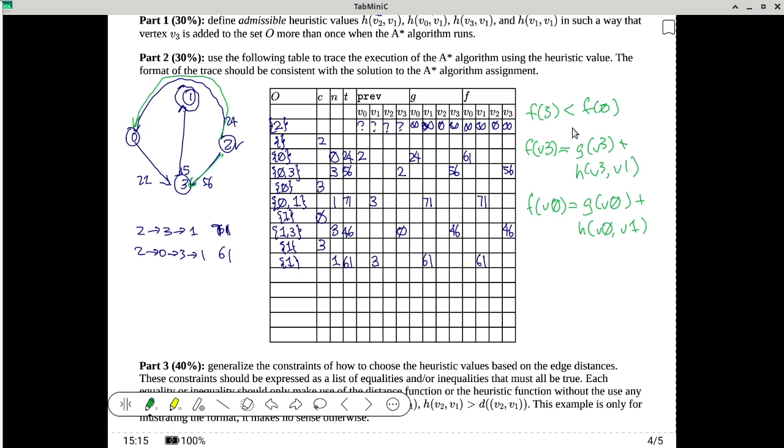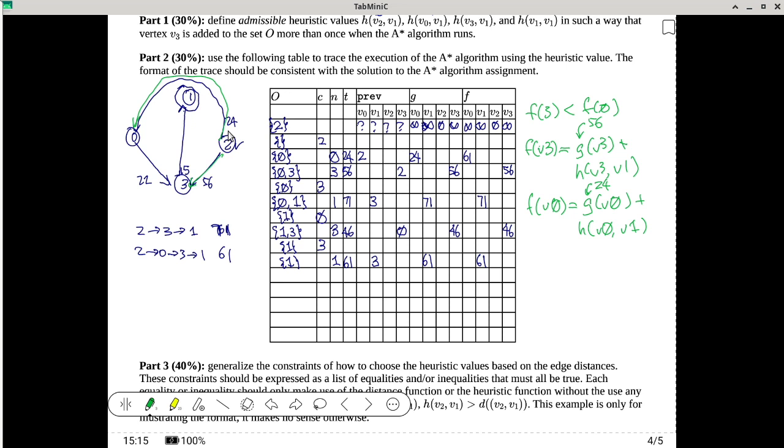The G value is easy in this case because by the time we get to V0 and by the time we get to V3, the G value is really just the distance of a single edge. So G of V3 is going to be 56, and the other one, G of V0, has to be 24. So this is known to be 24, this is known to be 56, after the first iteration through the while loop. Is that okay? This is really important, because now we have constants.